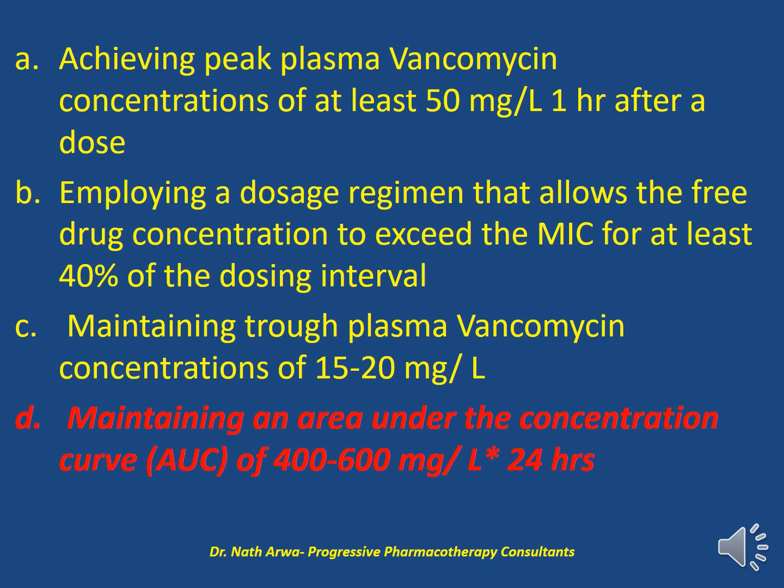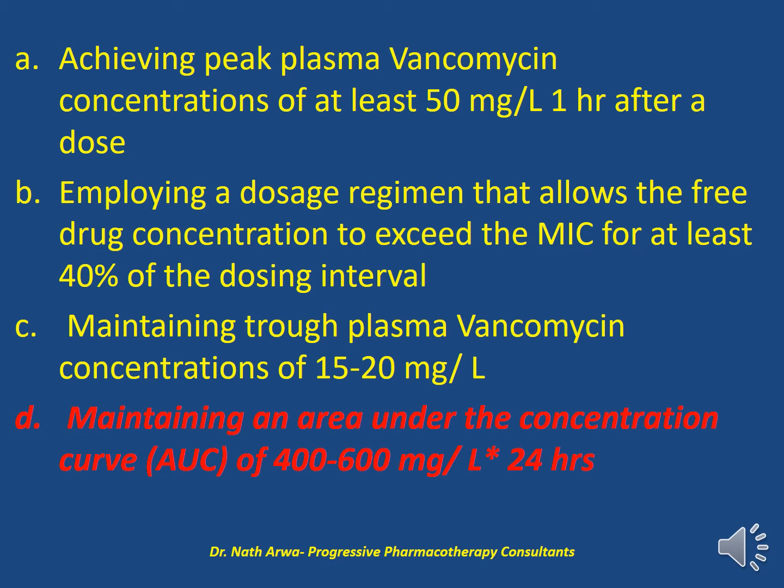Vancomycin efficacy for treating MRSA pneumonia has been linked most closely to the pharmacodynamic parameter of area under the concentration curve. So maintaining plasma concentrations of vancomycin that exceed the MIC for 40% of the dosing interval hasn't been shown to improve safety or efficacy for the treatment of MRSA pneumonia.